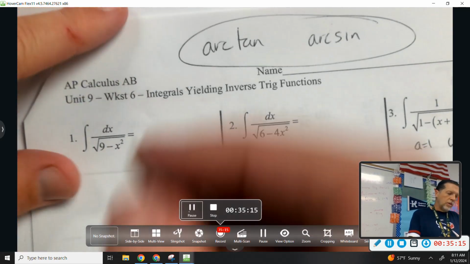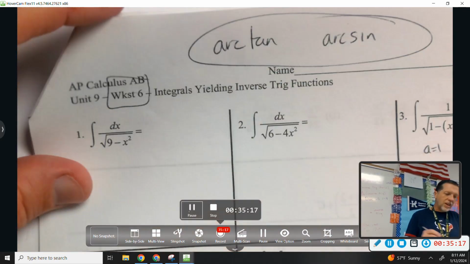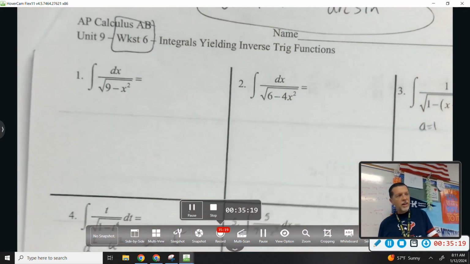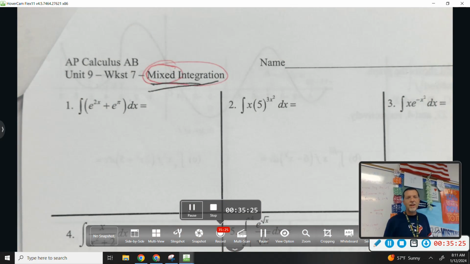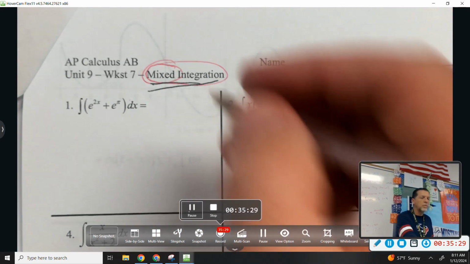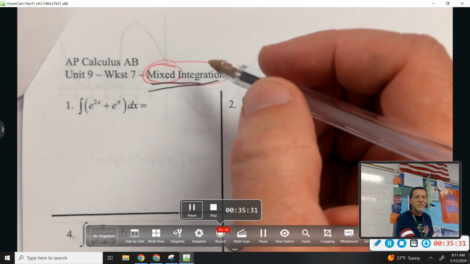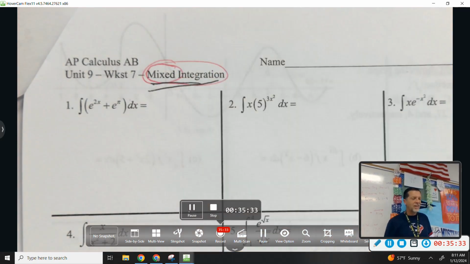So officially today's assignment is Worksheet 6, but unofficially with the long weekend and with the test coming, I would look and attempt some of those mixed integration problems, and then whatever day we come back, we'll go over Worksheet 6 and Worksheet 7, and then we'll test the next day. So the next time I see you, we'll review, and then the day after that, we'll test.